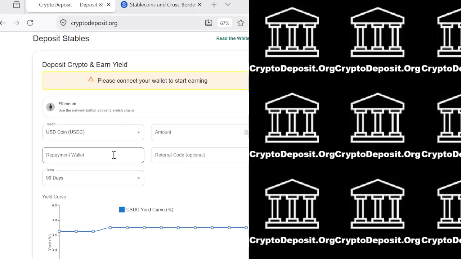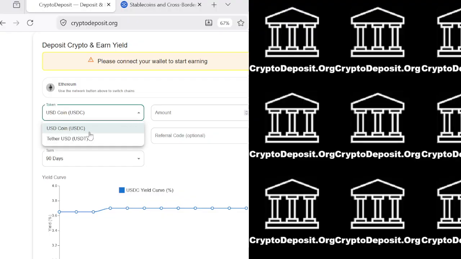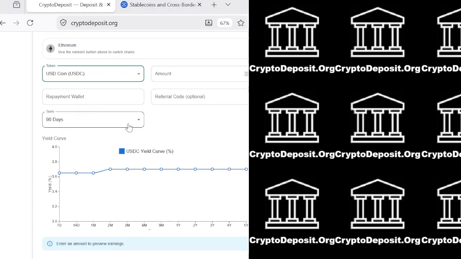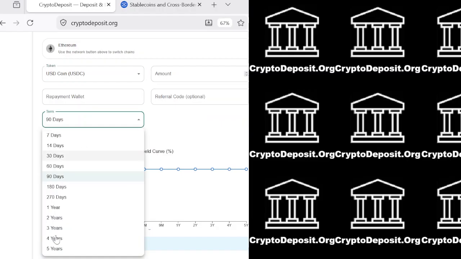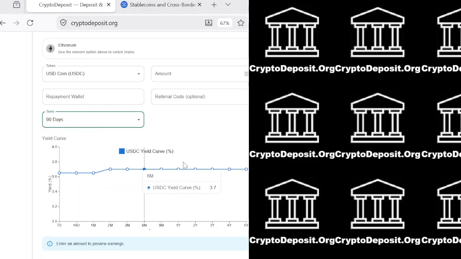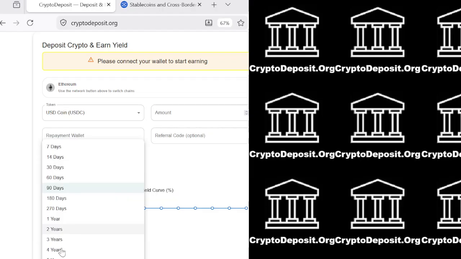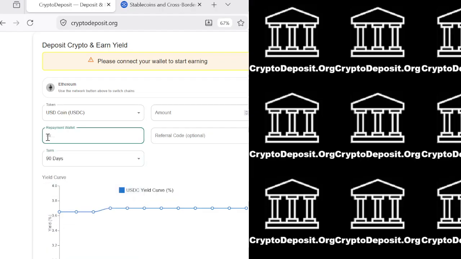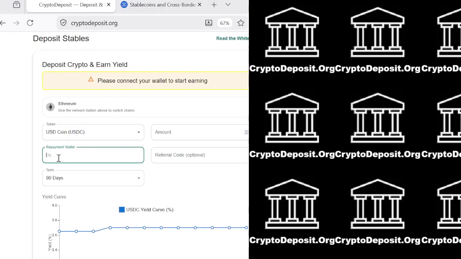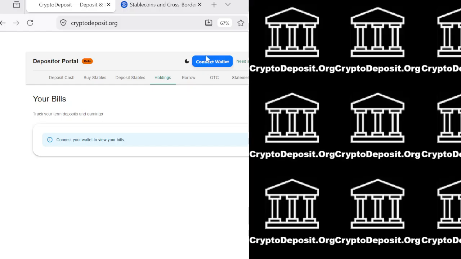And then ideally, the final step, if you really want to maximize, is you take your USDC and your USDT and you commit it to as little as 7 days up to 5 years, and a yield curve, which is also adjustable over time. And then, of course, you can have your same wallet receive that interest and yield at the end. So the principal plus the yield after those 7 days or 5 years or 90 days or whatever. Alternatively, you can designate a different recipient, a different repayment wallet once that bill has come to term. So once your wallet's connected, it'll show your bills here. Anything that's active or ongoing will be populated here.